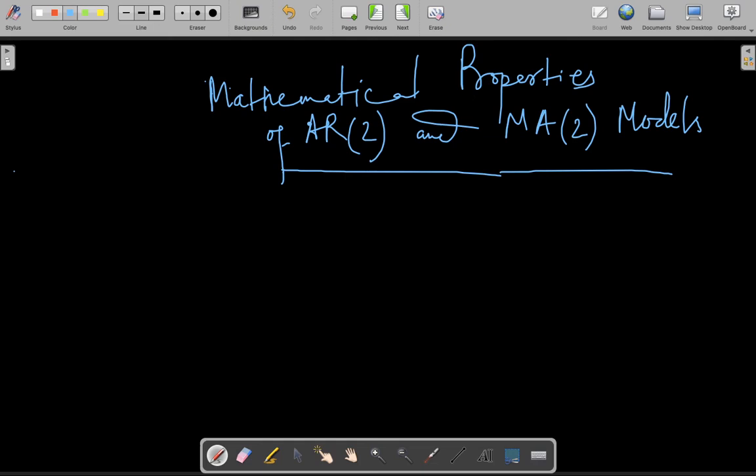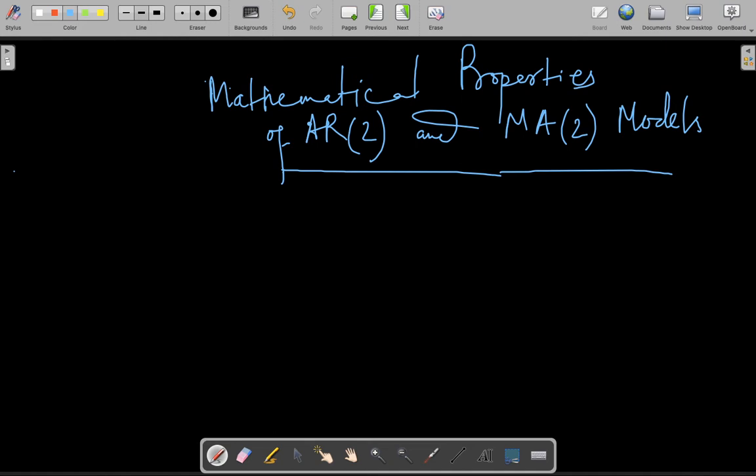In this lecture and the next few lectures, we are going to deal with the mathematical properties of AR and MA series of higher order. We will dedicate one specific lecture for each of these individual properties. So in this lecture, we are going to first talk about the mean for the AR2 model.